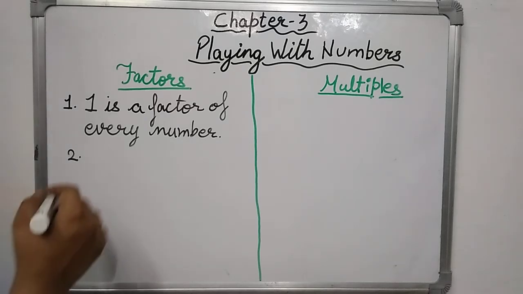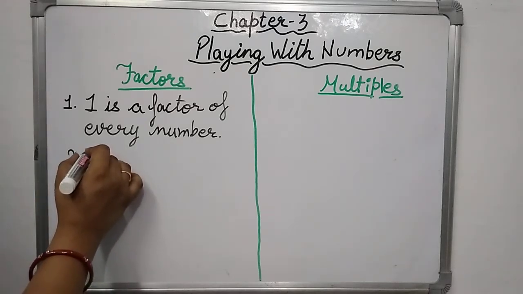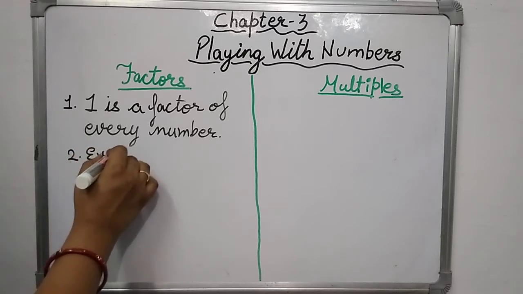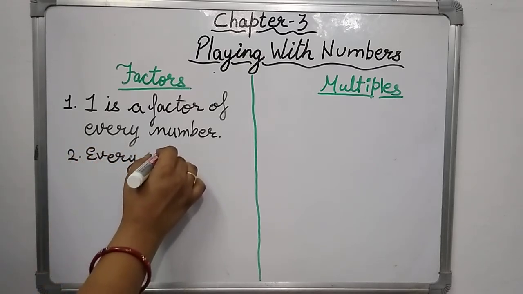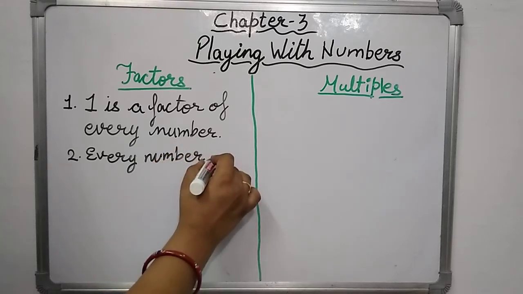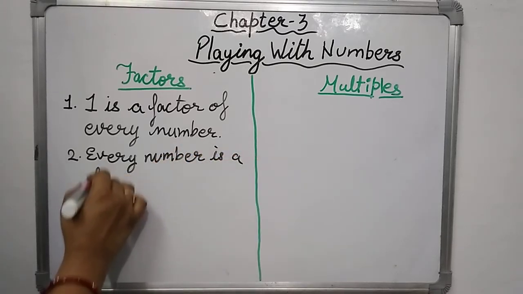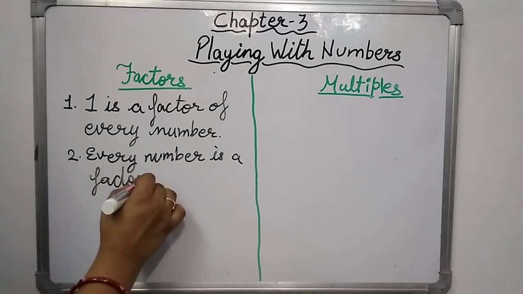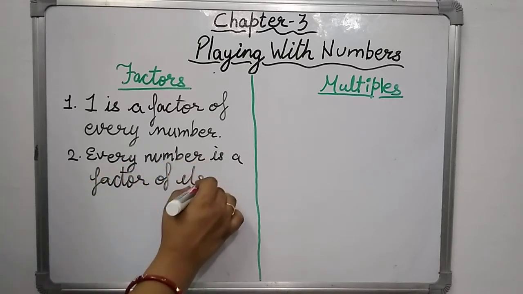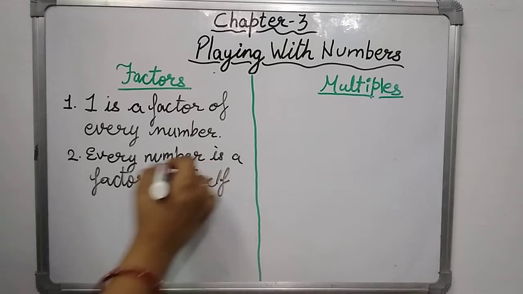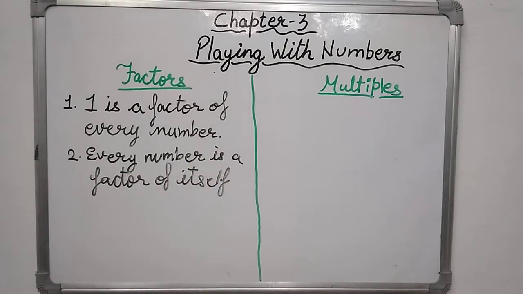Number 2, every number is a factor of itself. That means for any number whose factors you are calculating, 2 factors are already decided, that is 1 and that particular number whose factors we are going to calculate. So 2 factors are already decided.